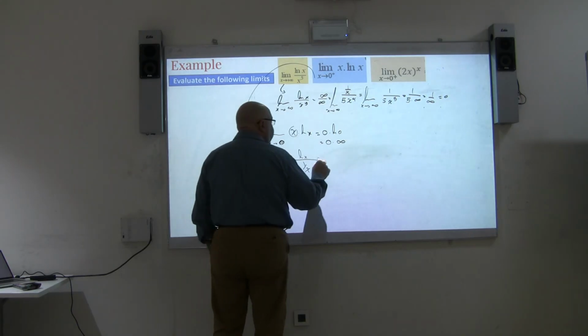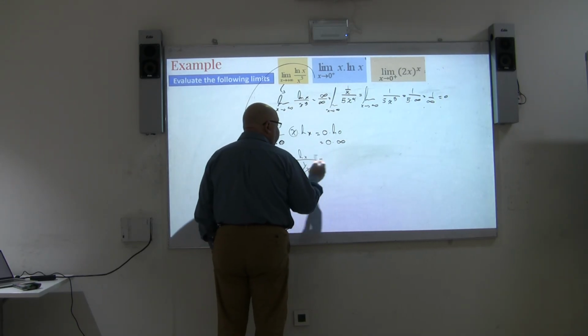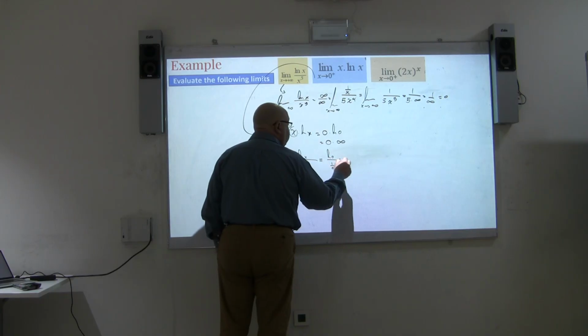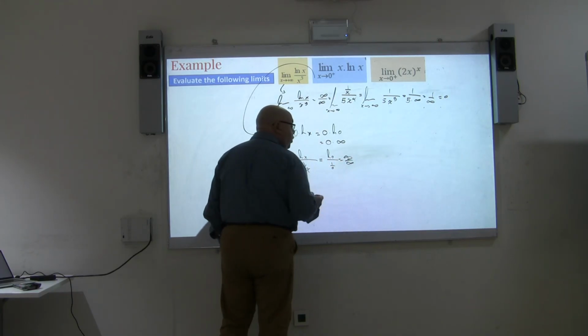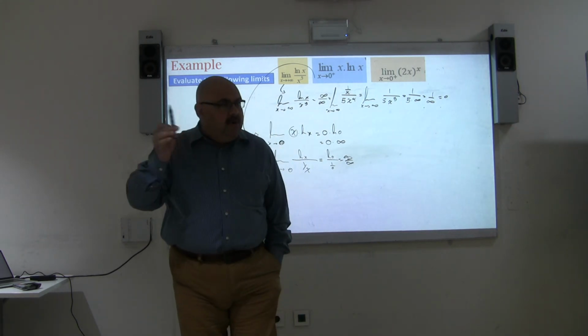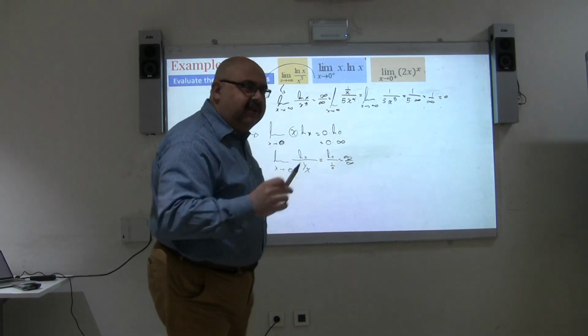But the nice remark is once you substitute by 0, you will have ln 0 divided by 1 over 0, which leads to infinity over infinity. That's where I can apply Cauchy's theory once more. Let's apply it together.